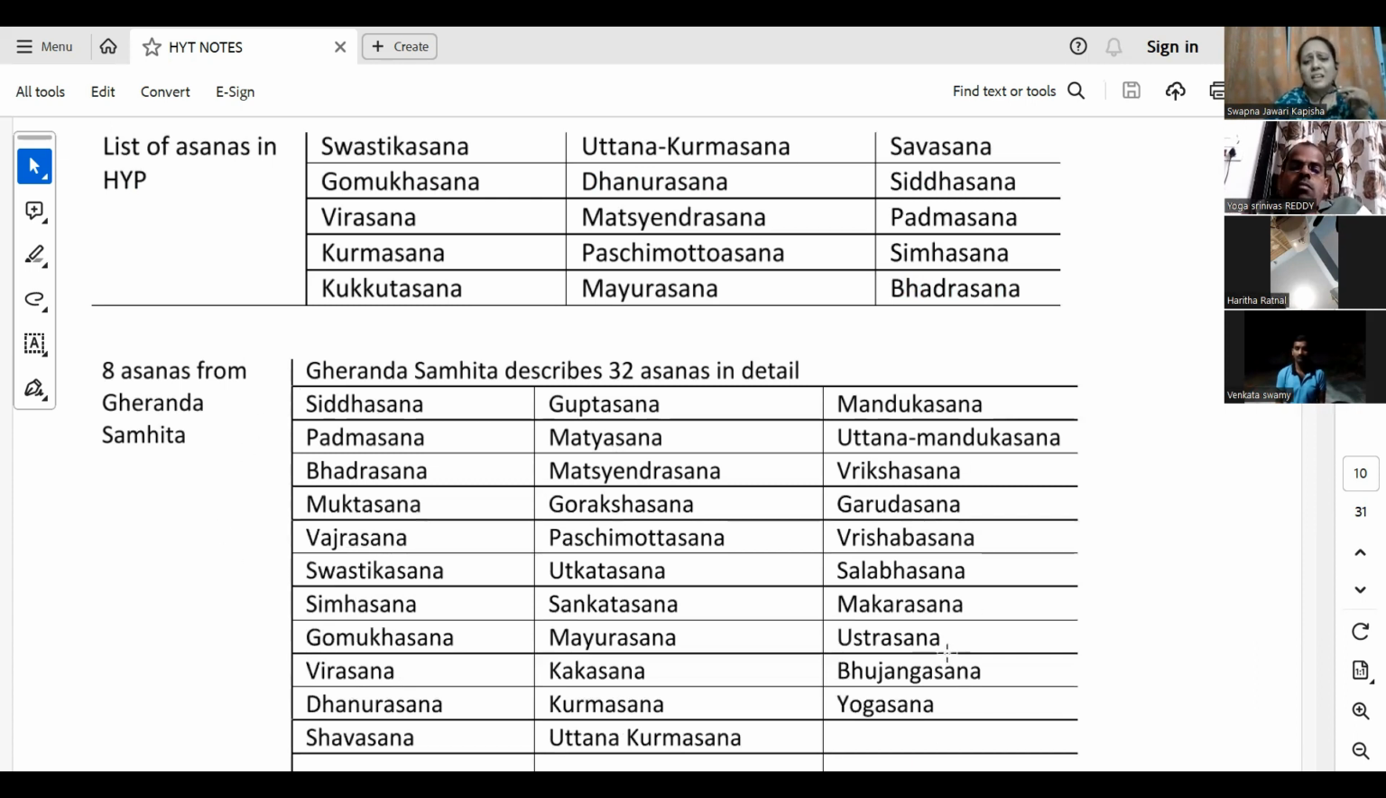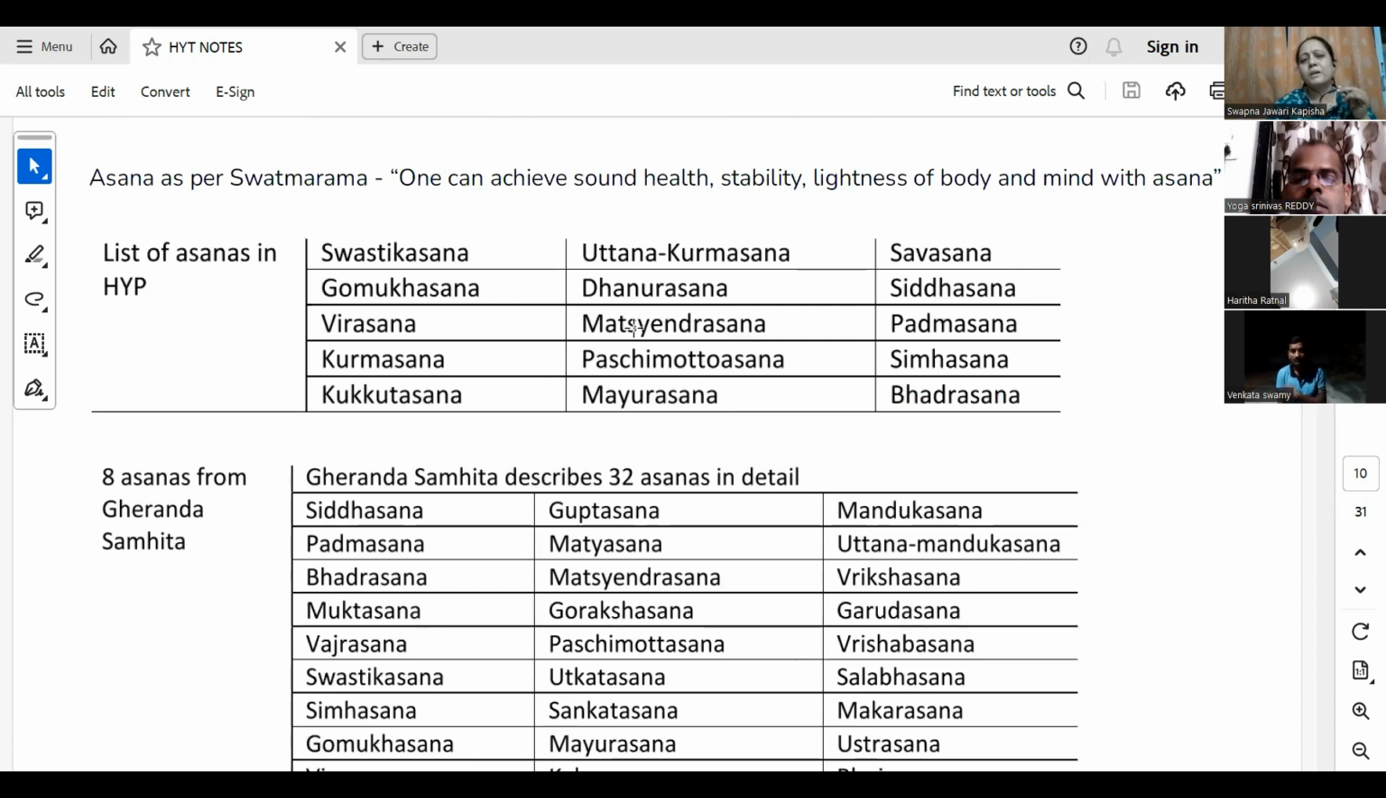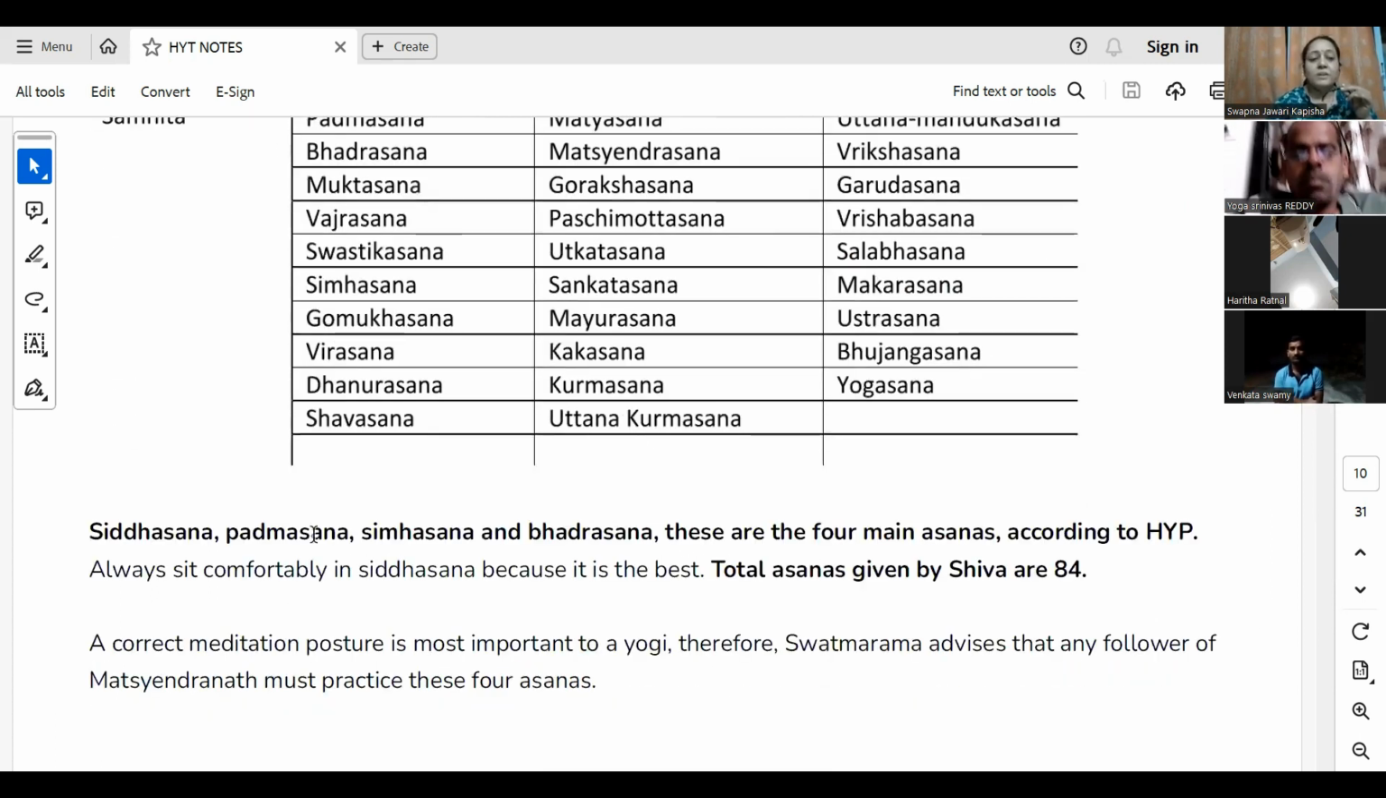Whereas, these are the asanas which have been given in Geranda Samhita. This you need not remember, but for Hatha Yoga Pradipika, you should be able to remember these asanas. Siddhasana, Padmasana. These are the 4 main asanas according to Hatha Yoga Pradipika. Out of this, Siddhasana is the best. Whereas total asanas given by Adi Shiva are 84.